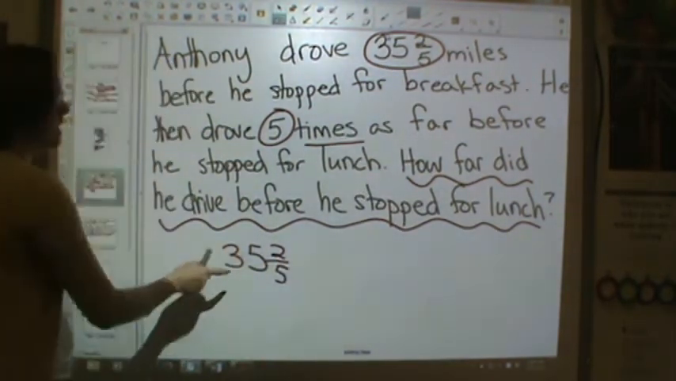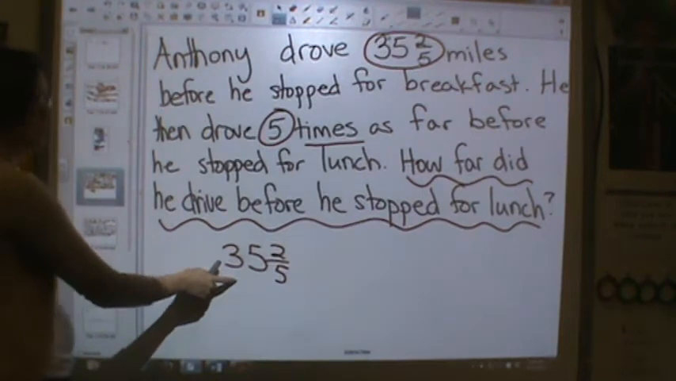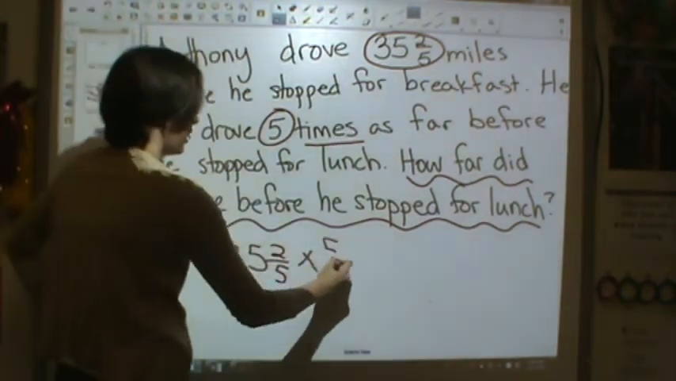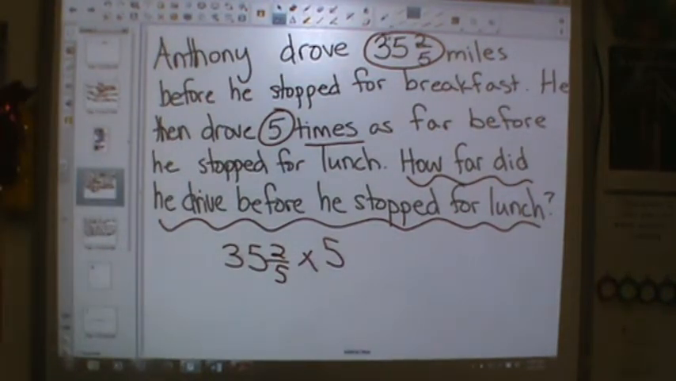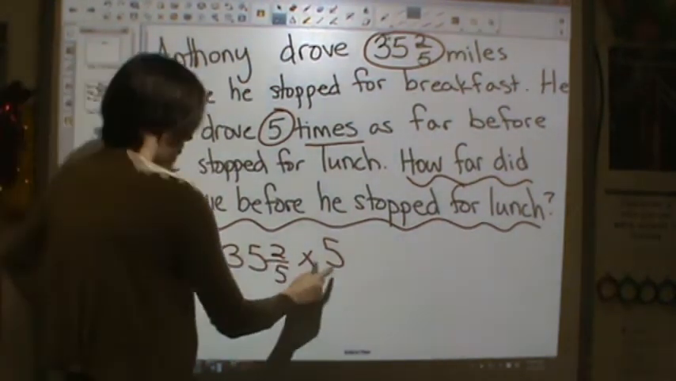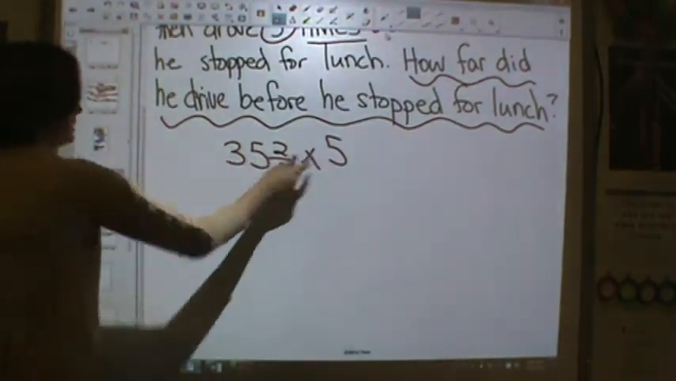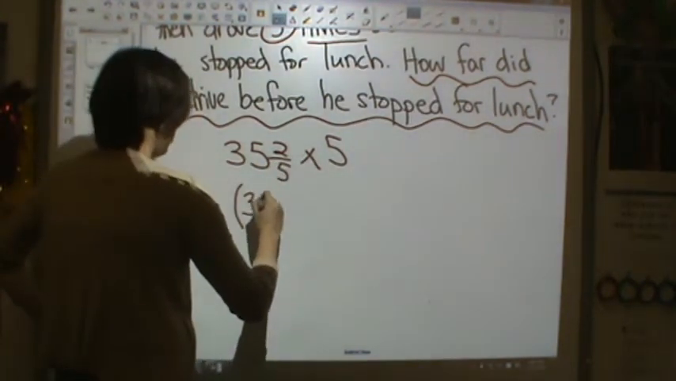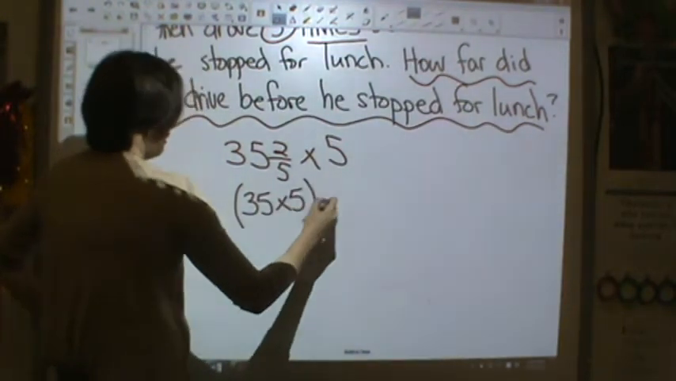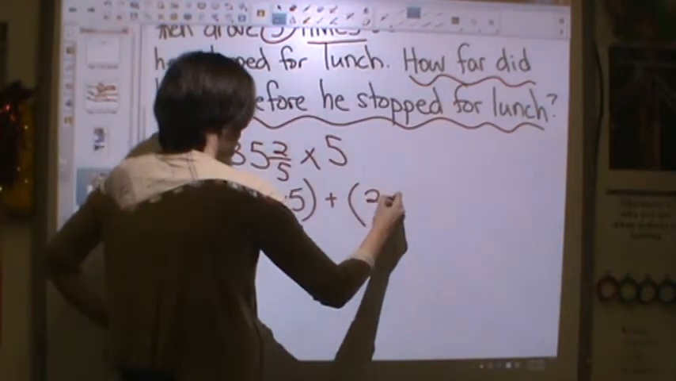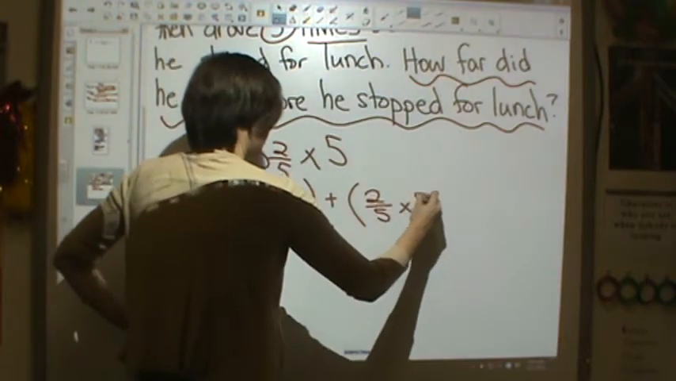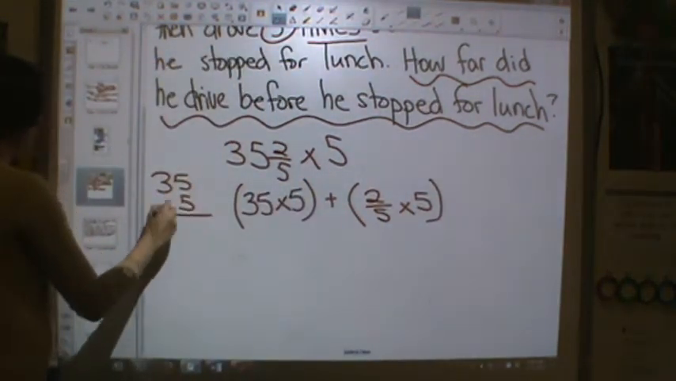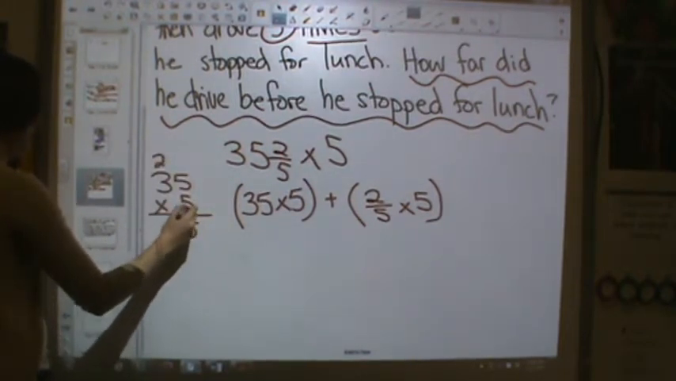35 2/5 is how far he drove before breakfast. He now drove 5 times farther before he stopped for lunch. So I'm going to break up the fraction and the whole, just like we do with distributive property. 35 times 5 plus 2/5 times 5. 35 times 5 I'm going to do over to the side because I don't know it off the top of my head.